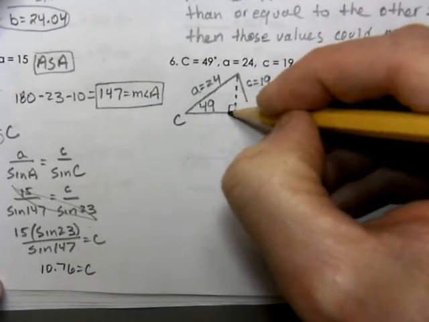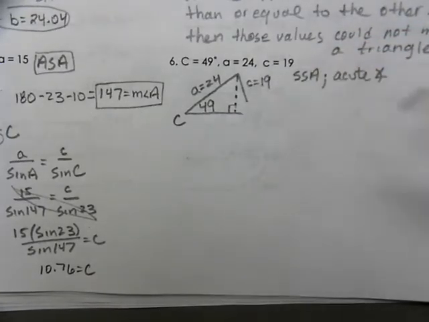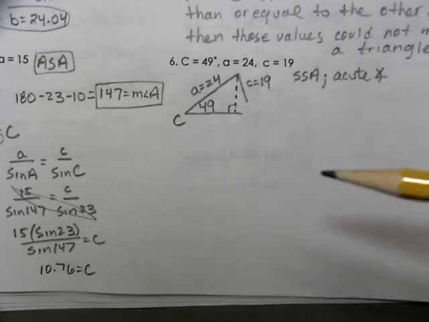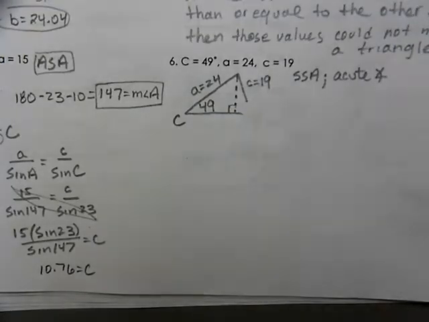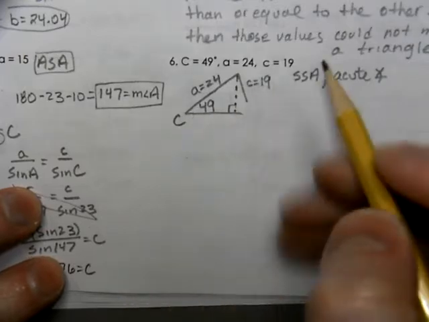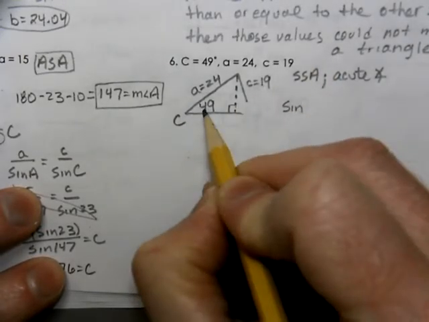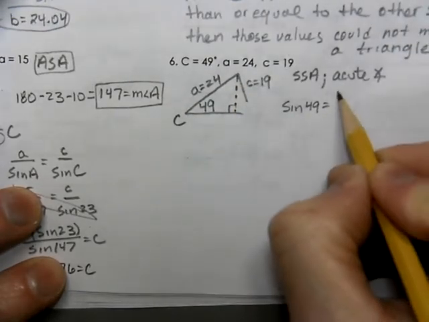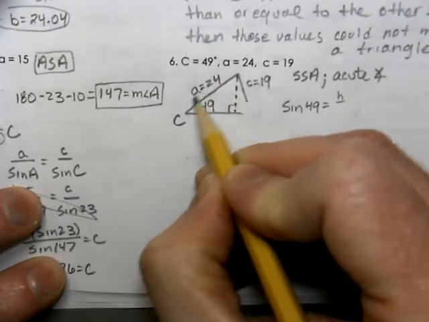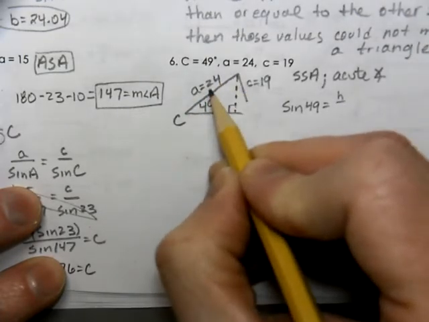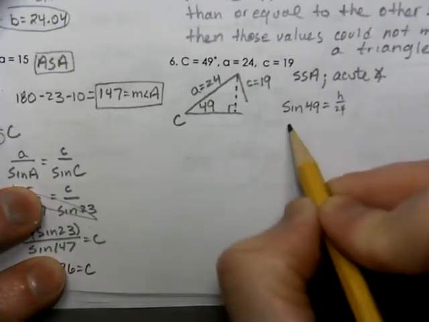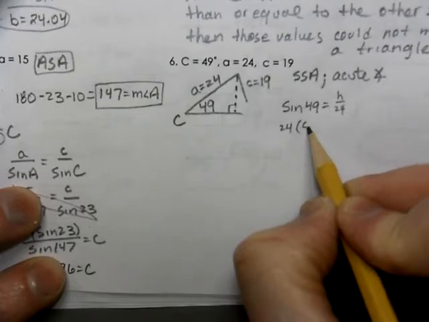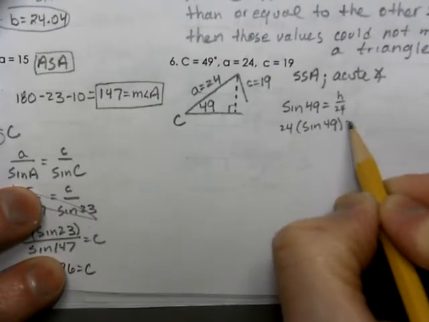We've got to see if it even makes a triangle. So if this height is more than 19, then we know that this won't even make a triangle. If it equals 19, then we know the triangle that's formed is a right triangle. So to calculate this, we're going to use the sine of C, which is 49, equals this height over the hypotenuse for this smaller right triangle, which is 24. So we're now going to say 24 times the sine of 49 equals our h.